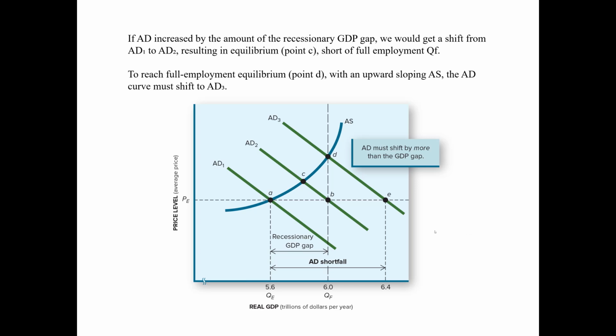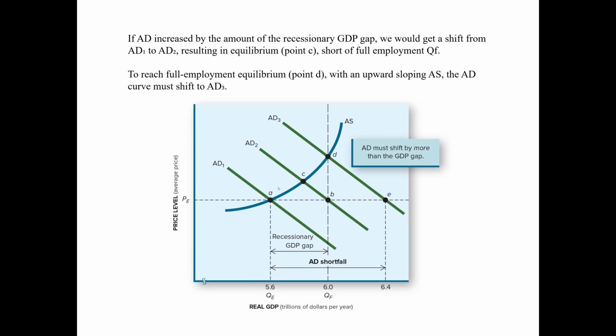In this video, we want to look at the differences between the recessionary gap and the shortfall. The recessionary gap, as you can see from the screen, is measured between the full employment equilibrium of 6 trillion and the actual equilibrium of 5.6 trillion. So once we define the gap, then we can define the shortfall. The shortfall will be double the gap.